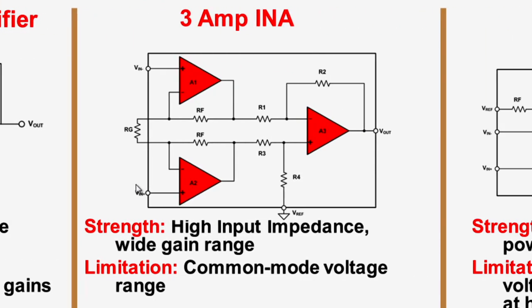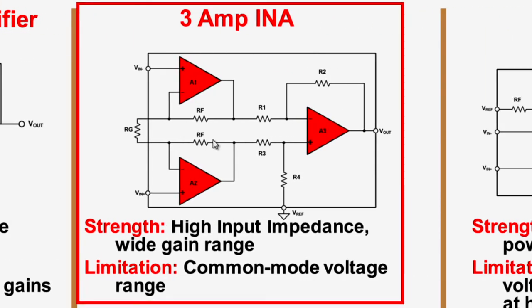The next topology will be the 3-amp instrumentation amplifier. This is maybe one of the more popular ones. The strength of this is essentially that it has high input impedance. What this does is it takes the difference amplifier and adds 2 buffers on each of the inputs. Those buffers have a resistive network around it that allow you to be able to gain up the differential voltage. The real benefits of this, the high input impedance caused by these buffers, as well as the ability to gain it up. The limitation is the common mode voltage range.